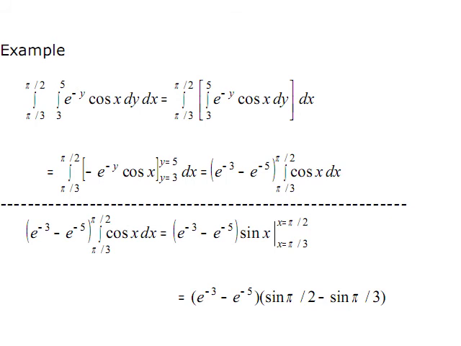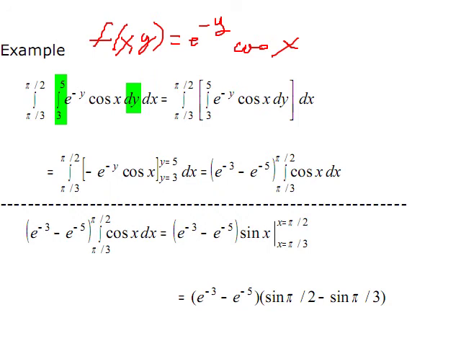So here's an example which is worth a whole bunch of words. We have some function here, and in this case the function is e to the minus y times the cosine of x. And we're going to integrate it over the region y varying from 3 to 5. Here's the dy, that's the inside integral. And then the x limits are pi over 3 to pi over 2.